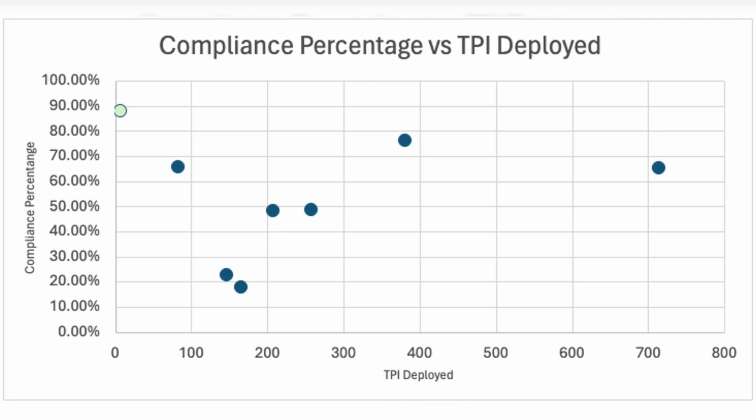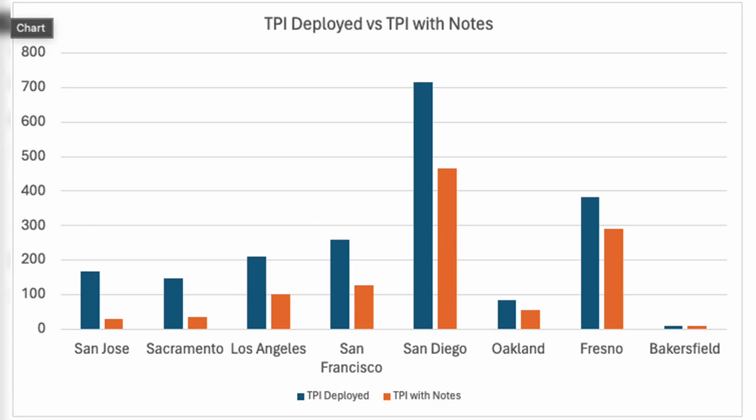Scatter plot of compliance percentage versus total TPI deployed, more intricate. This plot can reveal any correlation between the volume of TPI deployments and compliance rates. Clustered column chart for project types with notes versus total deployed. This will compare the total number of each project type deployed, like road, rail, safety initiatives, against those with notes for each city, providing a clear view of compliance.